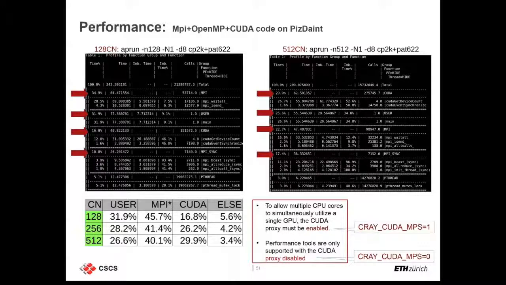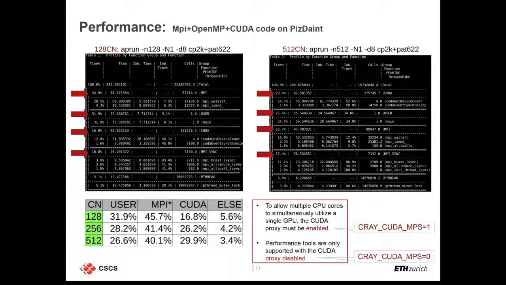So usually, if you have a code that has more than one process talking to the GPU, then you must enable the CUDA proxy, and you can do that by setting the CRAY_CUDA_MPS variable to 1. That's what you can do if you are not using the tool. If you are using the performance tool, then you must disable the proxy, and you must set the CRAY_CUDA_MPS variable to 0.